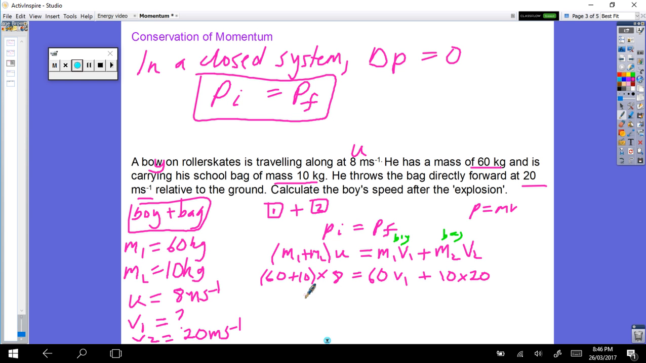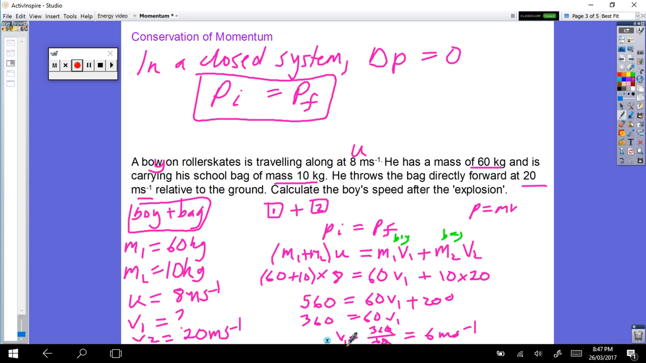So now when you do this, you get 560 equals 60 v1 plus 200. When you rearrange, you're going to take 200 from both sides, so you get 360 equals 60 v1. So therefore v1 is going to equal 360 over 60, which is 6 meters per second. You can do that in your head because these zeros cancel out and 36 divided by 6 is 6.